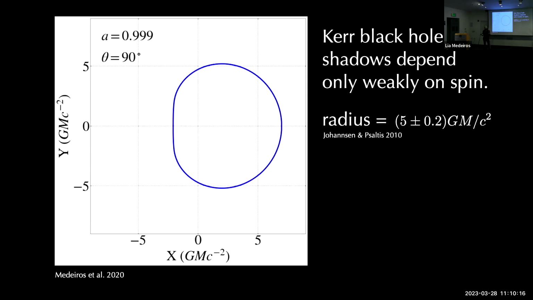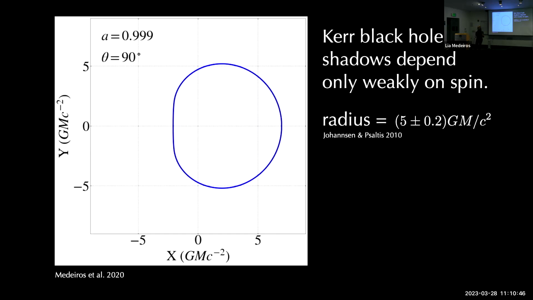So we cannot use this to constrain the spin of the black hole. So what about the size of the black hole shadow instead of the shape? Well, the radius for all black hole shadows, for all inclinations and all black hole spins, will always range between about 4.8 and 5.2 GM over c squared for a Kerr black hole. That's only about plus or minus 4%. And as you'll see throughout the rest of my talk, that's actually a really small error bar compared to what we currently have with the EHT.